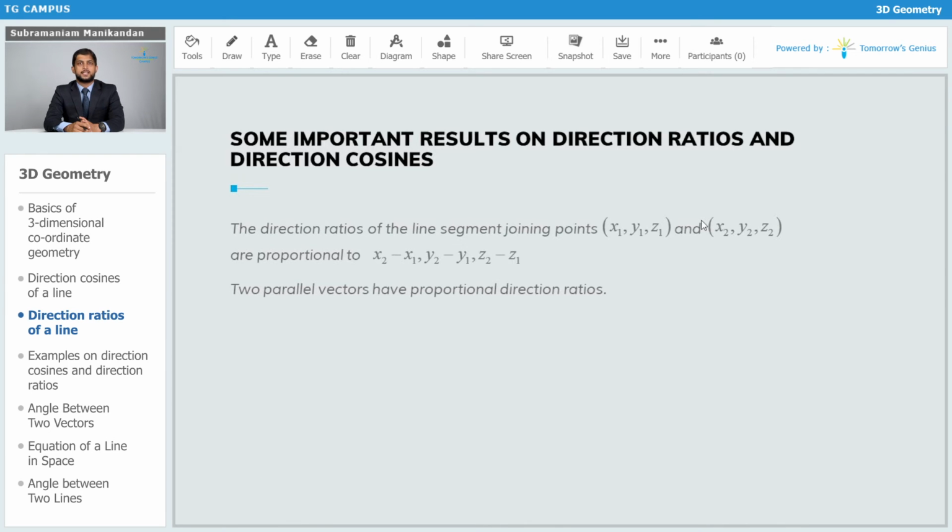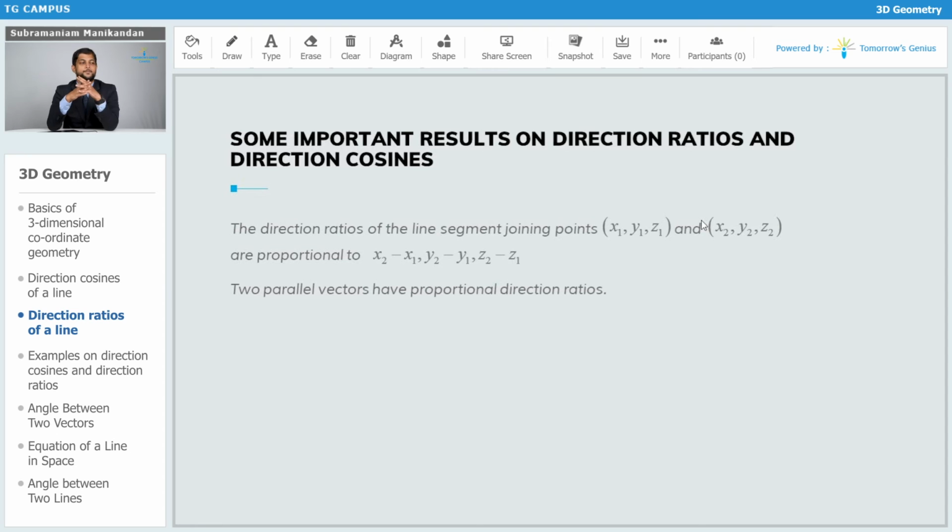So far we've been discussing direction cosines and direction ratios of only a point which is joined to the origin. What if we are given a non-origin type of point? What if we are given 2 points whose coordinates are, say, x1, y1, z1 and x2, y2, z2, and how do we find the direction cosines and the direction ratios of such a line? So the procedure is exactly the same. In fact, it is a generalization of whatever we have been discussing till now.